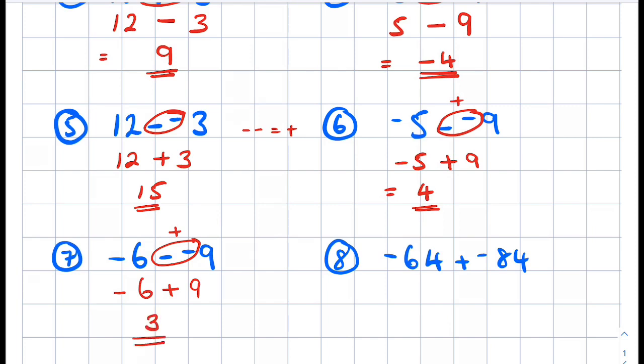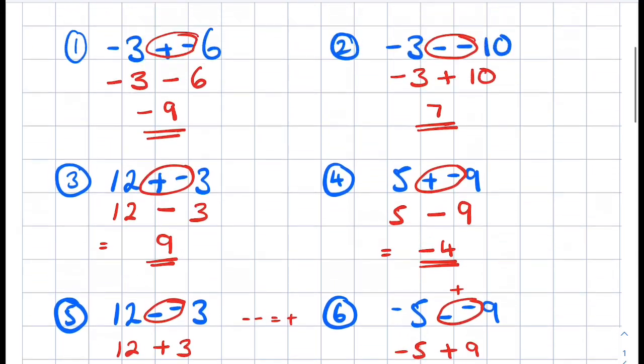For the next one, a positive and a negative right next to each other can be replaced by a negative. So the calculation is negative 64, and take 84 away from that. Negative 64, take another 84 will give you a negative 148. So there you have it, just some adding and subtracting negatives.